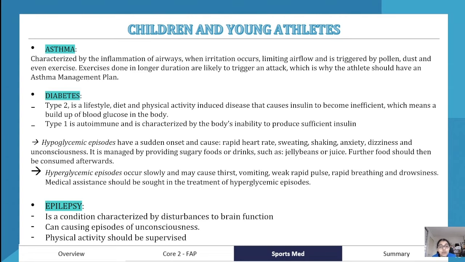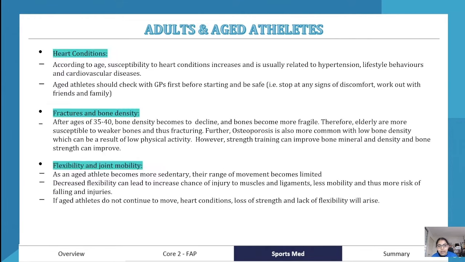So as a coach, you should always be keeping an eye on them and making sure that they are participating safely in a safe sport. And that is a parent's job, really.